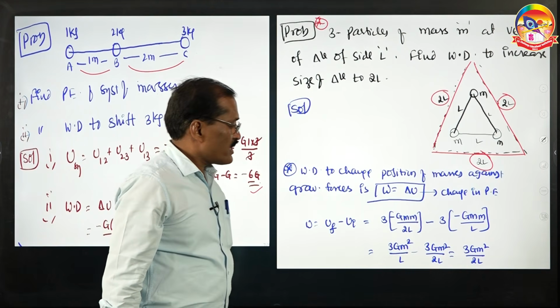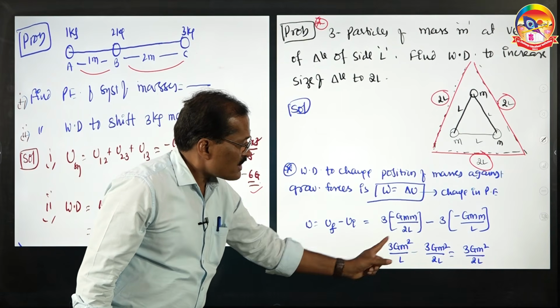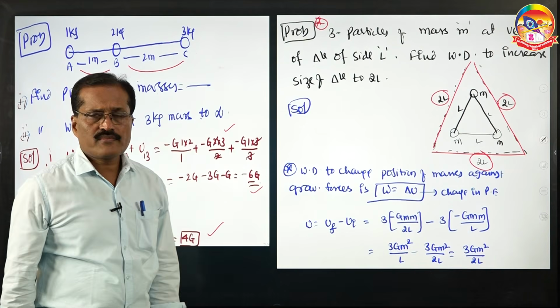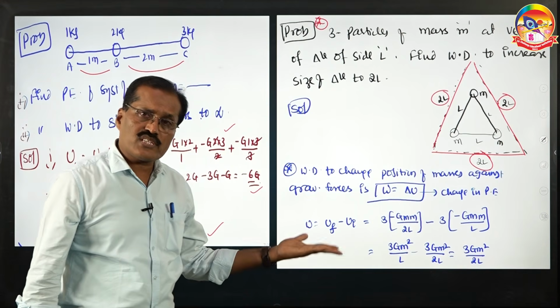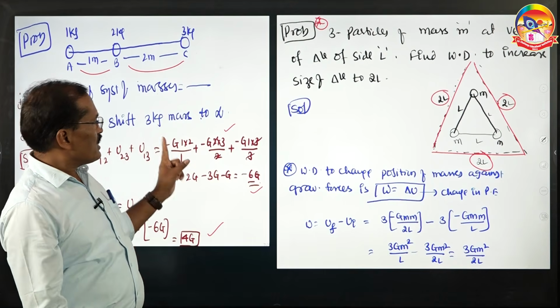Earlier the side is L. So this is the new potential energy of the system. This is the original potential energy of the system. The difference is equal to the amount of work done. Even if you decrease the distance, it is the same concept: final energy of the system minus initial energy of the system. Next.